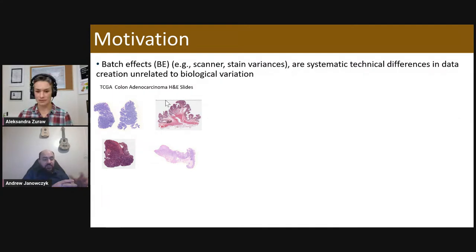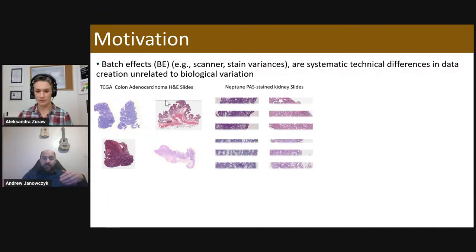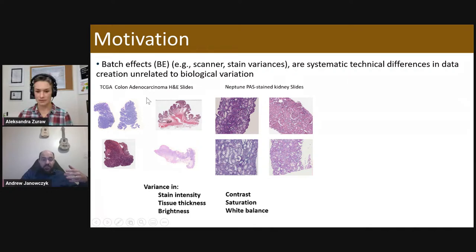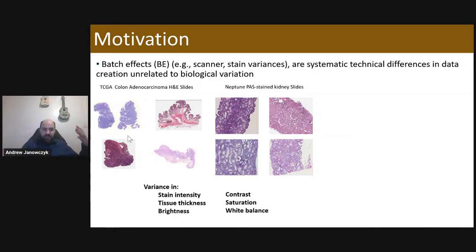And these batch effects are related to domain shift, which the machine and deep learning folks here probably understand, and it results in worse performance. It's not just H&E. These are examples of some kidney images, and you see variability here. In fact, if the same person made the same slides, there would be much less variability, potentially even none. So you see variance in intensity, thickness, brightness, contrast, saturation, white balance. There's tons of different things that can affect this.